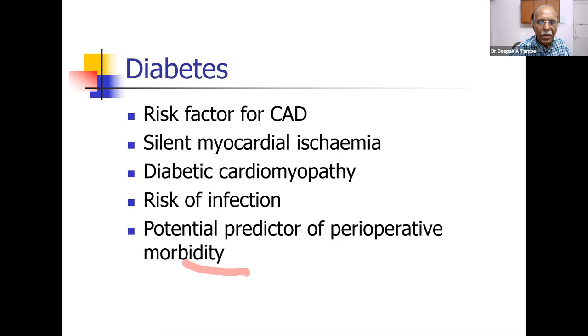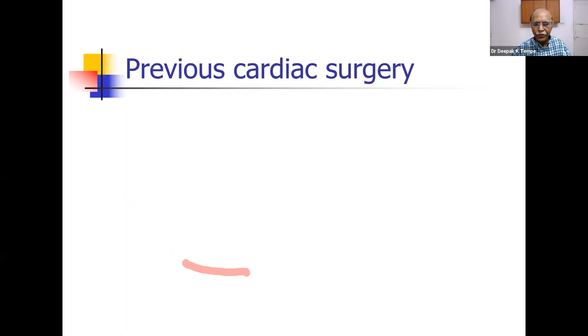Now, previous cardiac surgery. You also need to take into account whether or not this is the first cardiac surgery or it is a previous cardiac surgery.